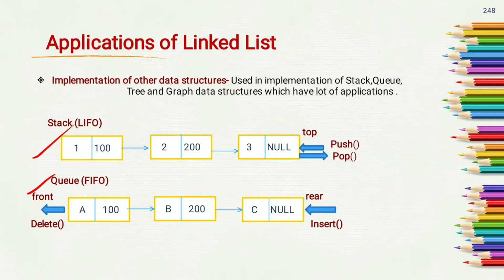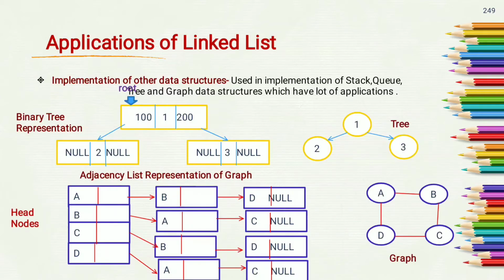Similarly, queue is a linear data structure which follows FIFO mechanism, that means first in first out. The node which is inserted first will be deleted first. So here there are two pointers, front and rear. We insert data from the rear side and delete data from the front. So when we insert the node A, then it will be the first node of this linked list. Then we insert B, then we insert C. Now C is the last element of this linked list. So when we perform the delete operation, first we will get A, then B and then C.